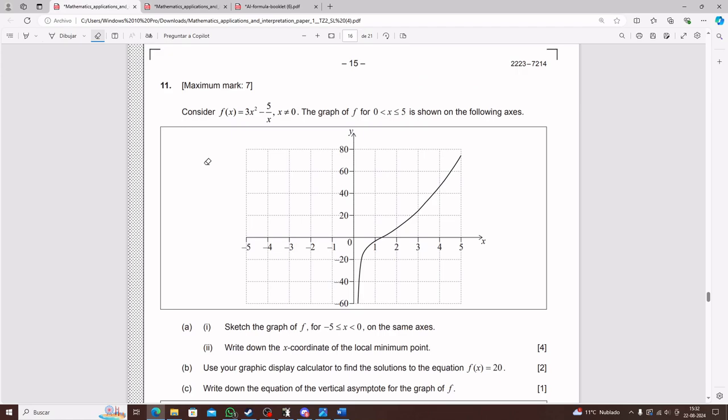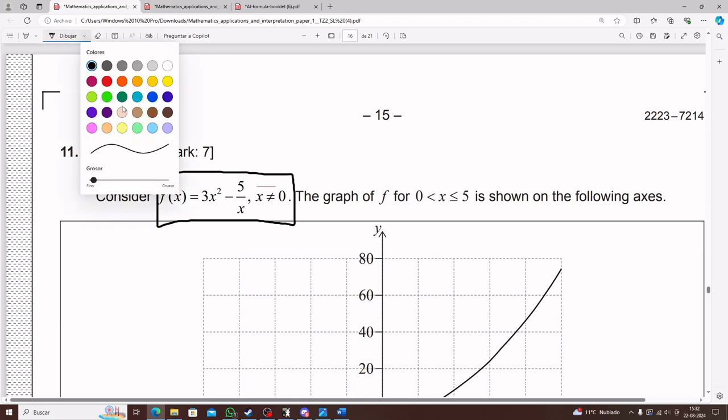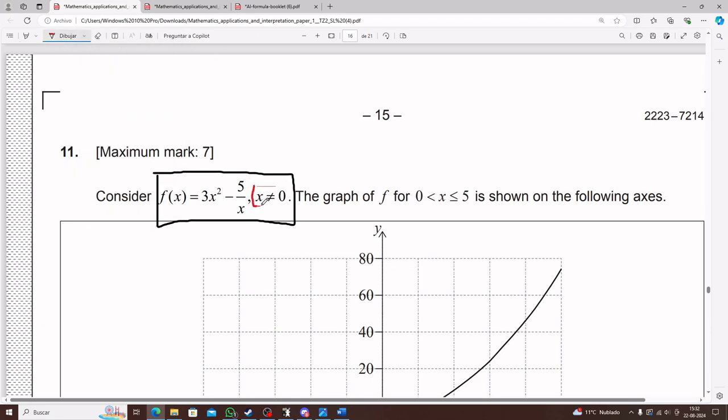11, it's a fairly simple sort of graphing problem. So we need to consider this equation right here, which does look a little bit nasty. The first thing that I will proceed to explain is that they tell us that x does not equal 0.